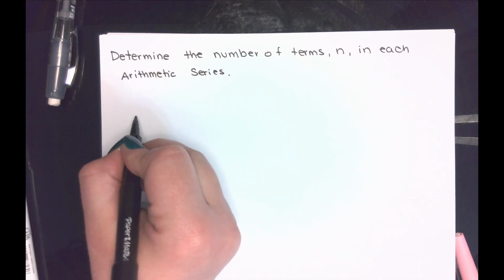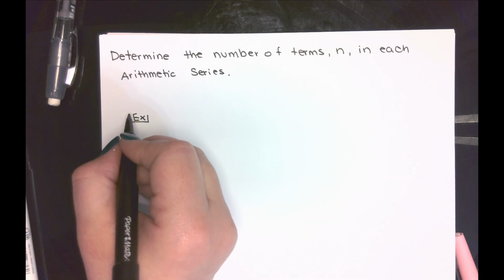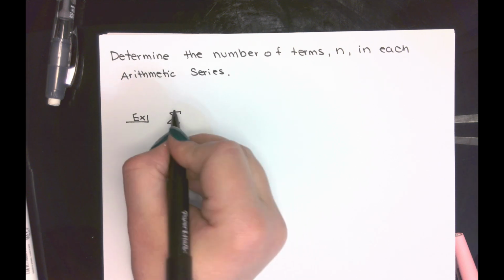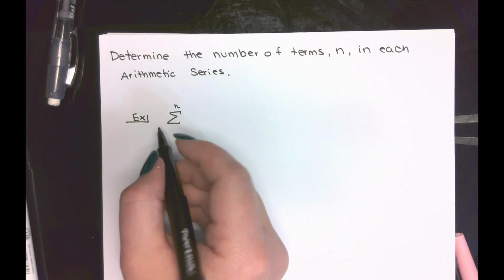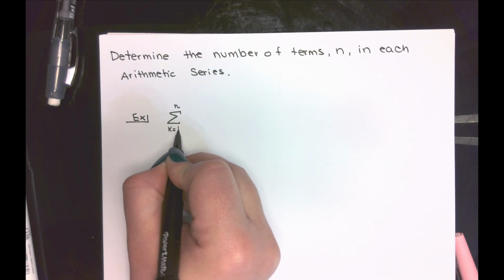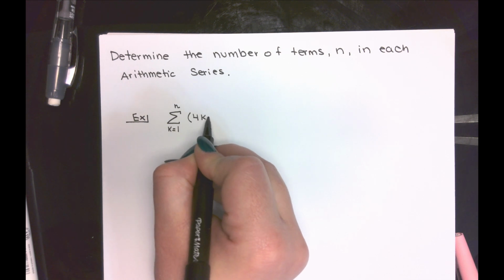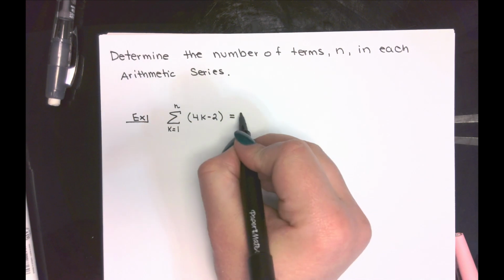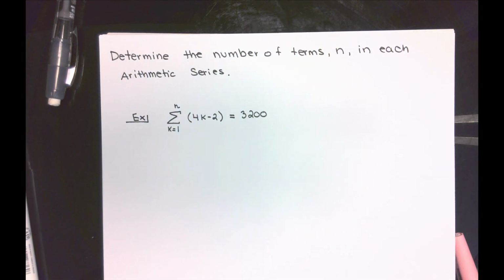Okay. Example. Let's start off with sigma. So the sum from an unknown upper limit when the lower limit is 1 and our explicit rule is 4k minus 2 equals, so it's very different now, equals 3,200. So let's talk about what each little piece is.